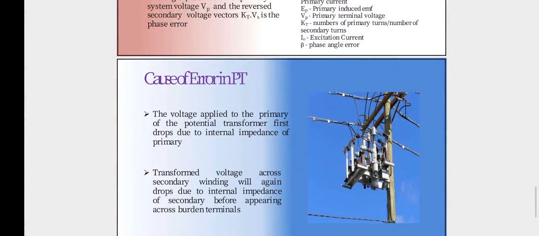Then causes of error in the PT. The voltage applied to the primary of the potential transformer first drops due to the internal impedance of the primary. Then the transformed voltage across the secondary winding will again drop due to the internal impedance of the secondary before appearing across the burden terminal.